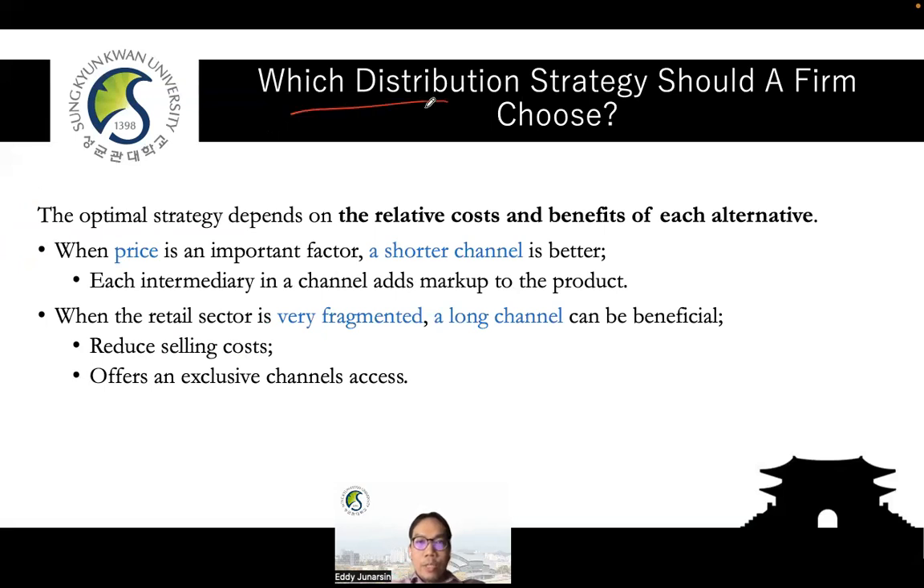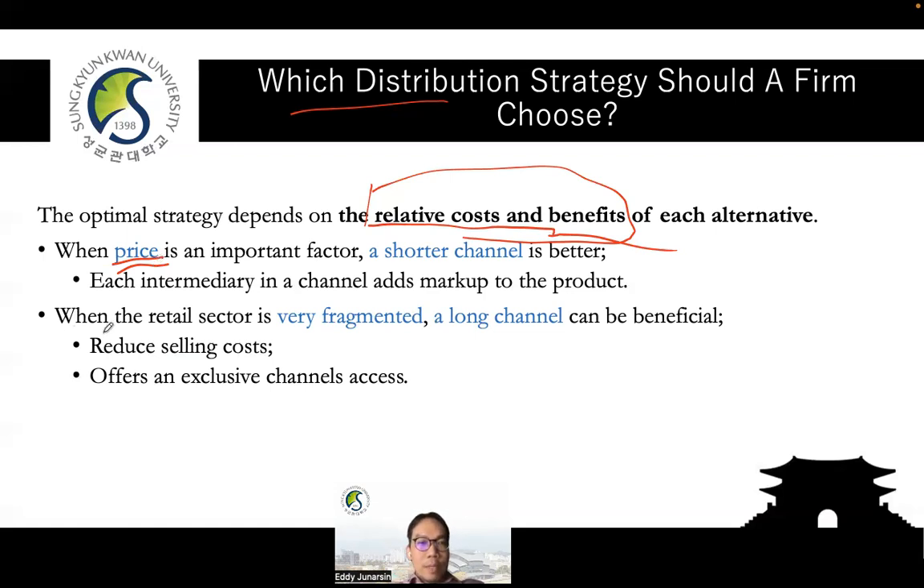So we come to the question, right? Which distribution strategy should a firm choose? Again, it depends on many factors, but mainly the cost and benefit analysis, right? Cost and benefit analysis of each alternative. Of course, if it comes to price, a shorter channel is more efficient, cheaper, and we say that a shorter channel is better, right? Because it's more efficient, and especially if the channel quality is good. So we are not really worried about this kind of reputational risk and so on.